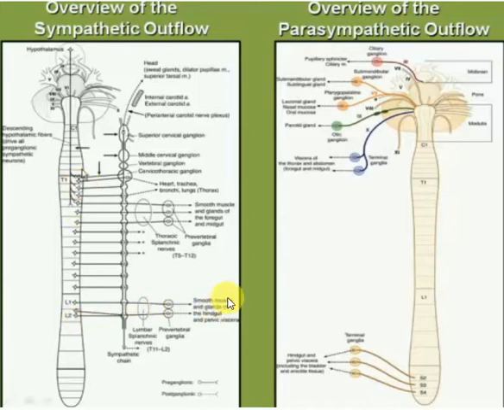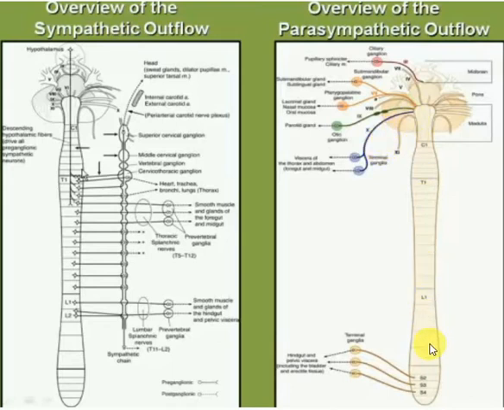Now, if you look at the parasympathetic system, we can see that there are no cell bodies of the parasympathetic system between the T1 and the L2 levels, but the preganglionic cell bodies are present higher up in the brainstem, and they're associated with the cranial nerves 3, 7, 9, and 10.